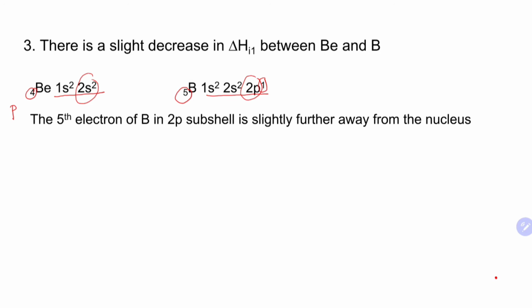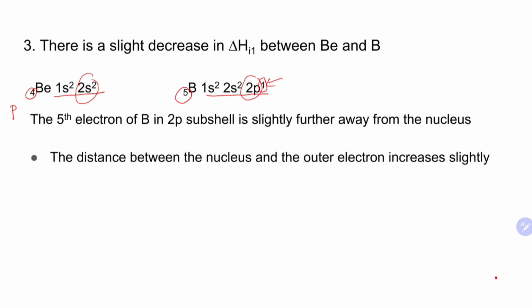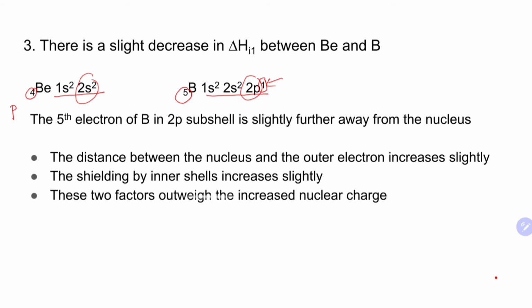So here, the fifth electron of boron, in the 2p subshell, is slightly farther away from the nucleus. Then the distance between the nucleus and the outer shell electron increases slightly. The shielding effect by inner shells increases slightly. These two factors outweigh the increased nuclear charge.